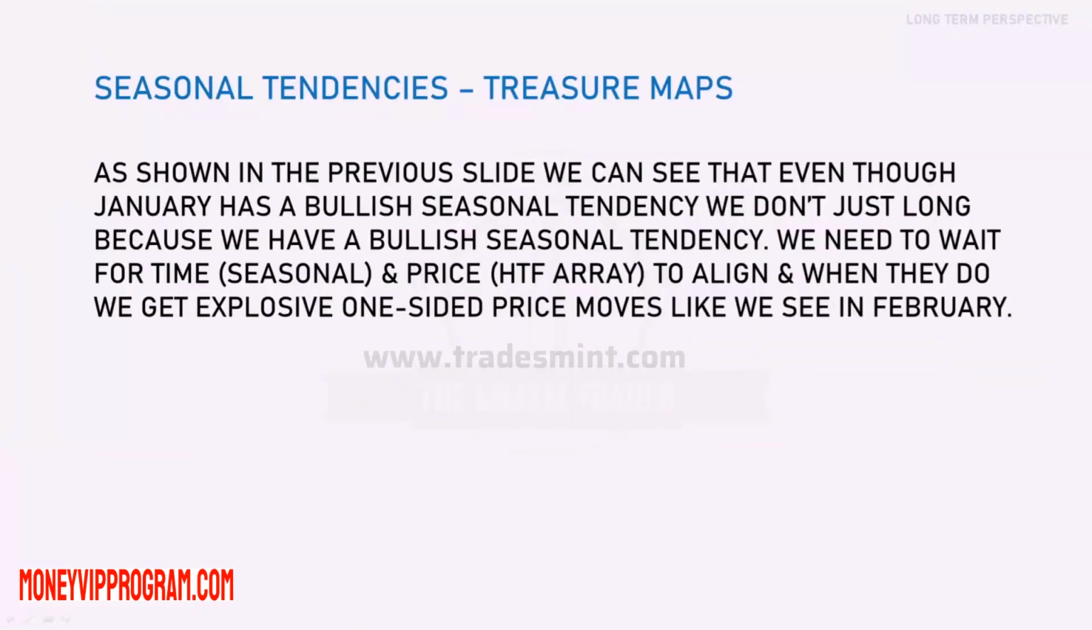So as shown in the previous slide, we can see that even though January has a bullish seasonal tendency, we don't just long because we have a bullish seasonal tendency, right? We need to wait for time to hit price, and price is that higher time frame PD array, and it needs to align before we get that explosive one-sided price action move to the upside, and that is what we see in February.